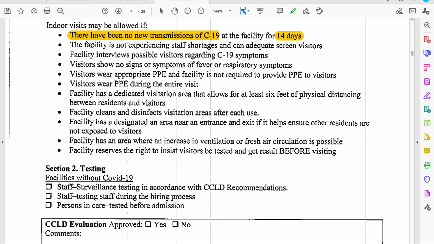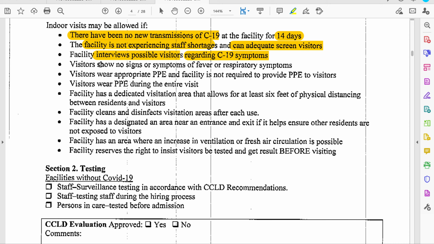The facility is not experiencing staff shortages and can adequately screen visitors. If we cannot adequately screen visitors, indoor visits are not allowed. We have to be able to interview possible visitors regarding COVID-19 symptoms. If we are unable to do this, and ask them, have you had shortness of breath? Have you had a fever? Have you visited anywhere that has had COVID-19 in the past 2 weeks? Indoor visits are not allowed.